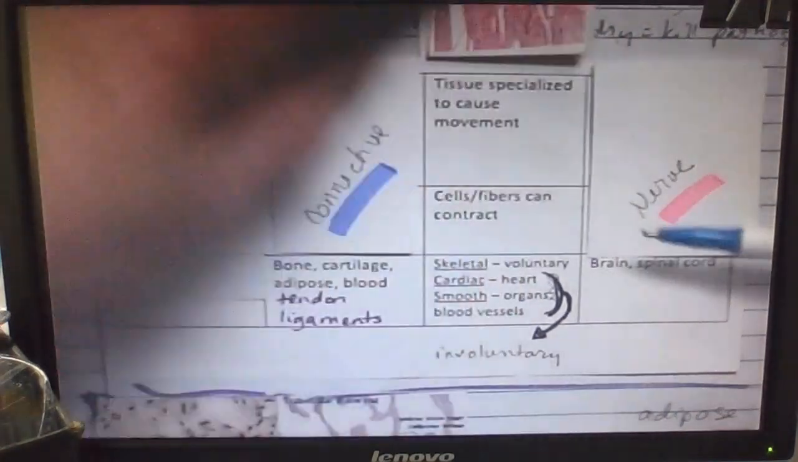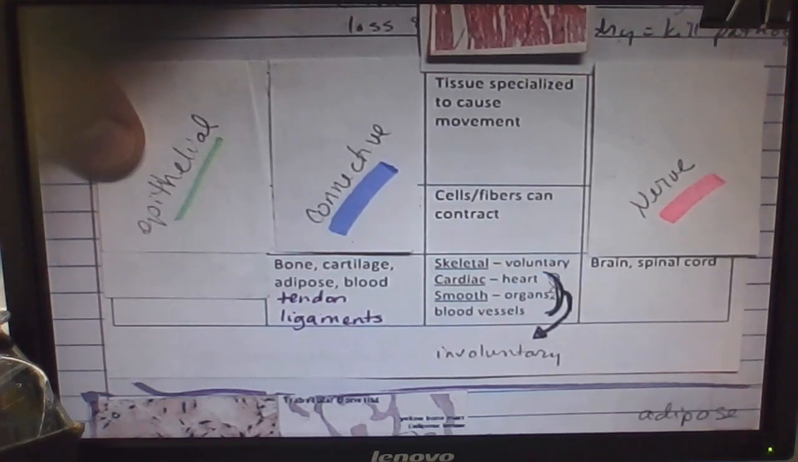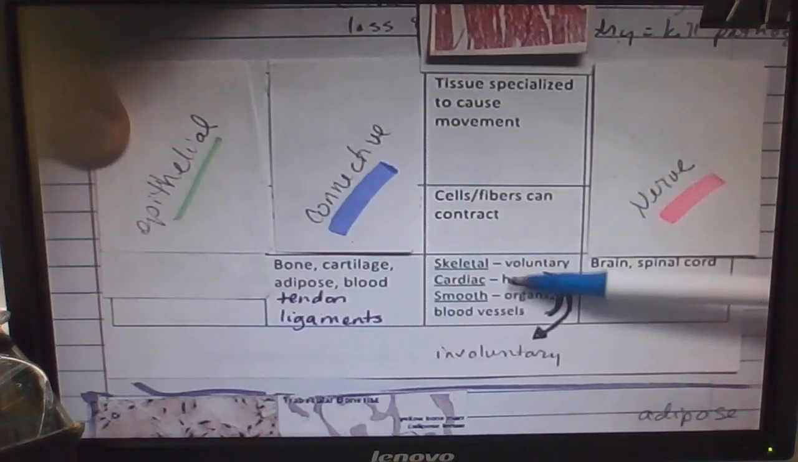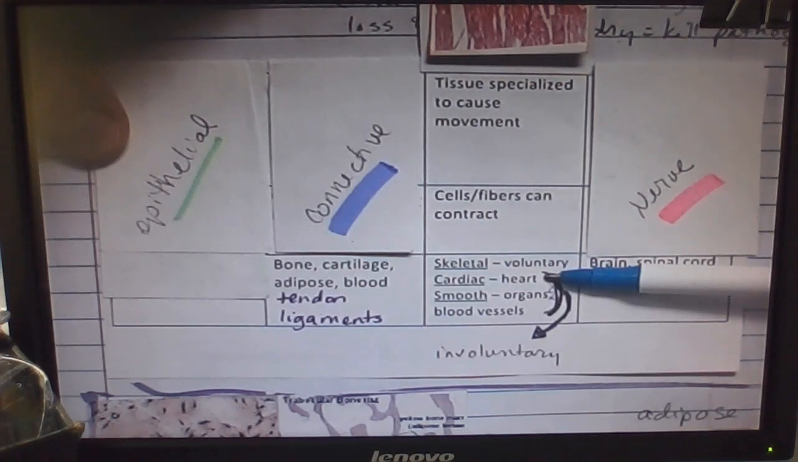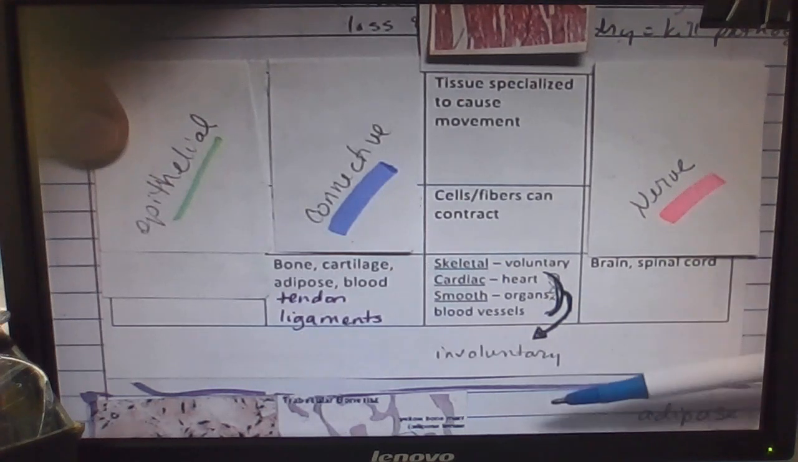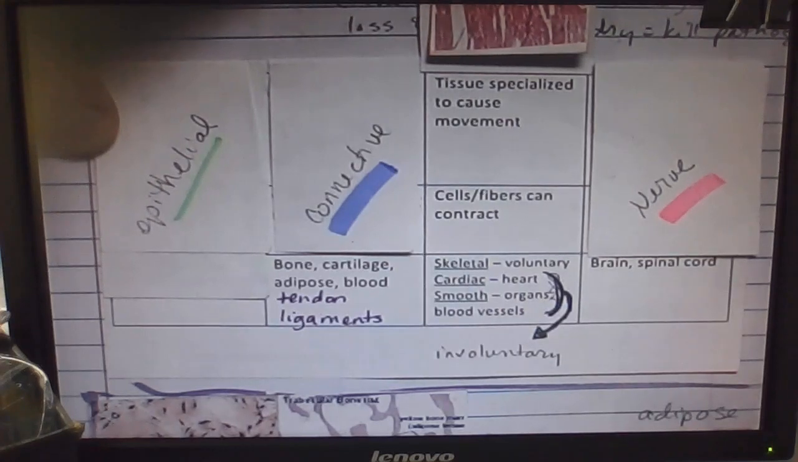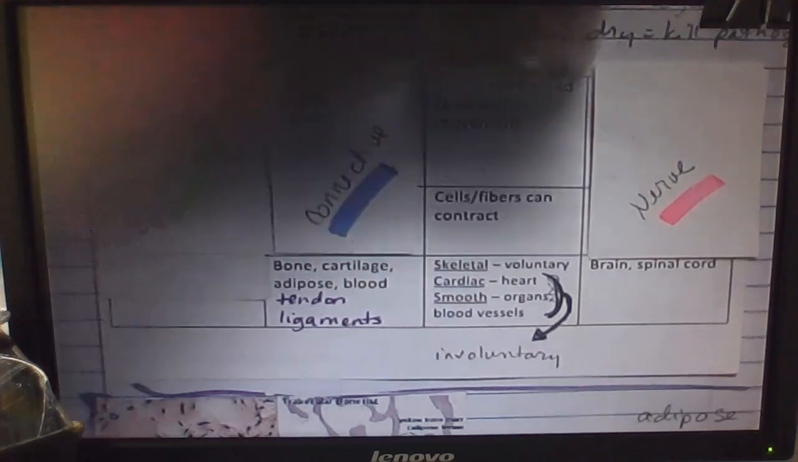Muscle tissue. So we have smooth muscle, cardiac muscle, skeletal muscle. Skeletal muscle is the voluntary muscle. We have control over that. Cardiac and smooth is involuntary muscle. Cardiac is specifically muscle for the heart. Smooth muscle can be found in other places. It's involuntary muscle that could be in your digestive system organs, your blood vessels, that's involuntary. Function of muscle tissue is to cause movement. It has cells and fibers that can contract, and we're going to look at those more specifically in HBS.